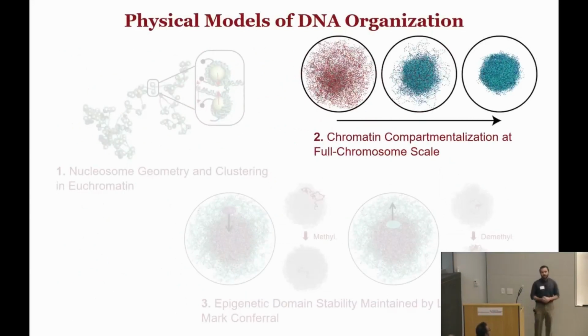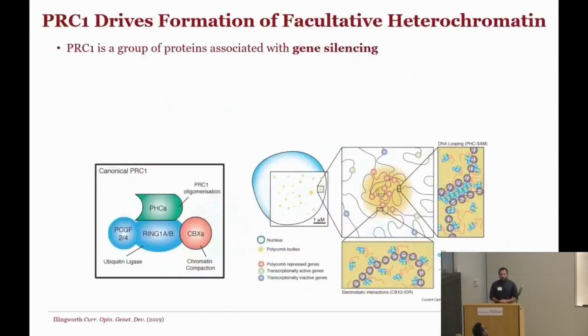So I want to go into our more recent work studying full chromosome compaction. How do larger domains of nucleosomes tend to compartmentalize as a result of multiple epigenetic marks and epigenetic reader proteins? So for this talk, I want to introduce a second reader protein, PRC1, which, like HP1, has a preference for a specific epigenetic mark.